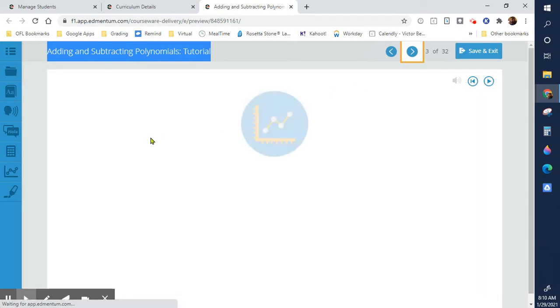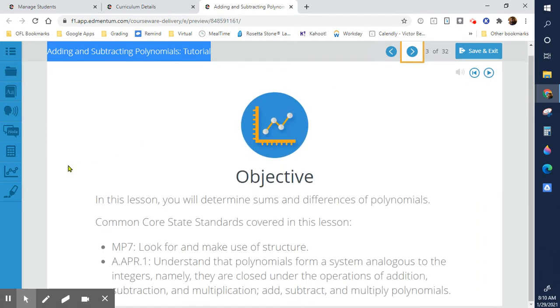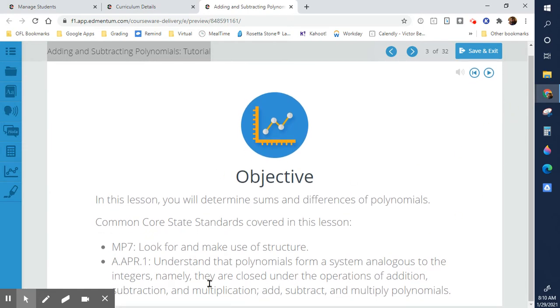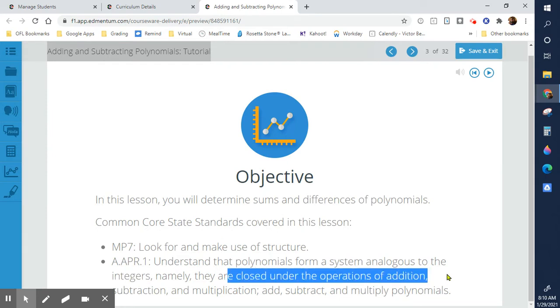Adding and subtracting polynomials. So in this lesson, we will determine the sums and differences, sums being adding, differences being subtracting polynomials. Looks like they needed more space down here. So we're going to look for the structure. We're going to understand the system of how we're going to do it with integers, closed operations.